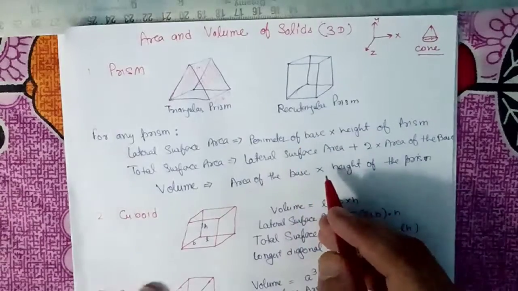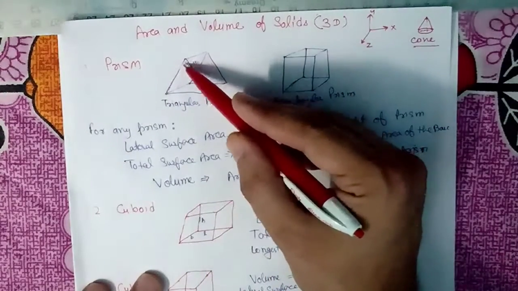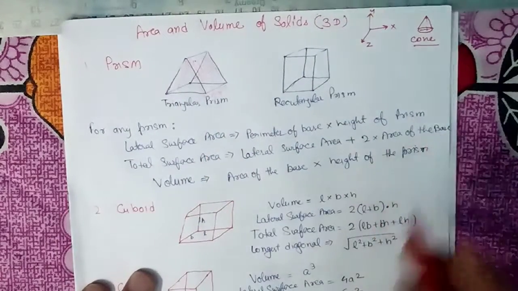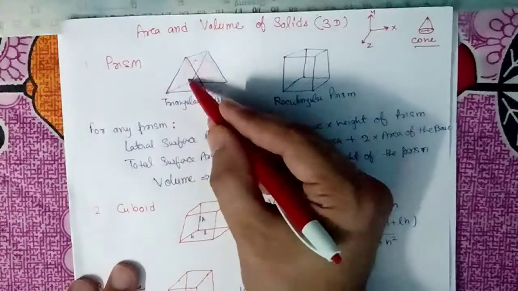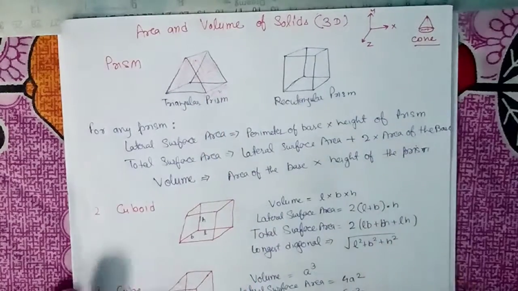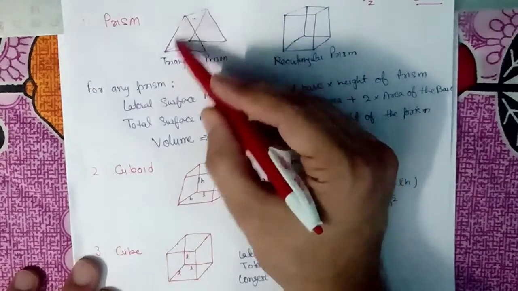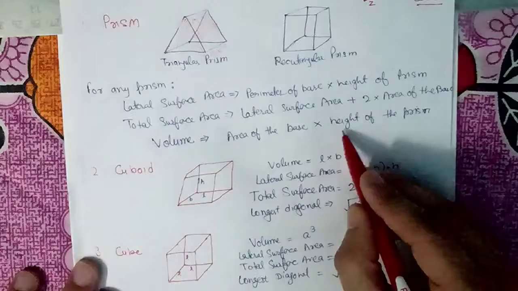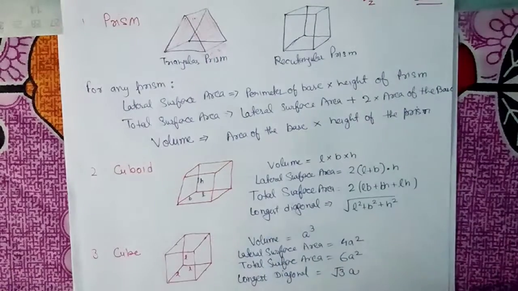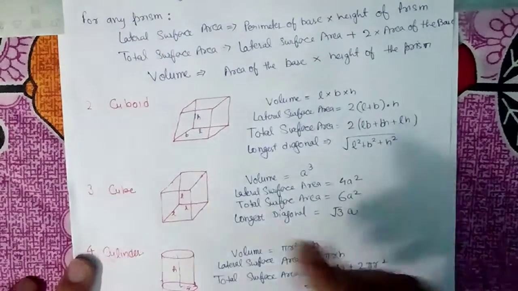Now we have total surface area. Total surface area is the lateral surface area plus 2 into area of the base. 2 into area of the base, this as well, this as well. So this will give you the total surface area. Volume is the area of the base into the height of the prism. So this will give you the volume of the prism.